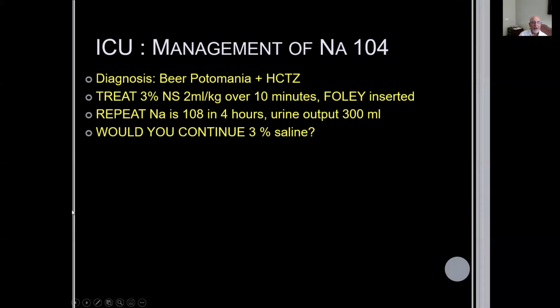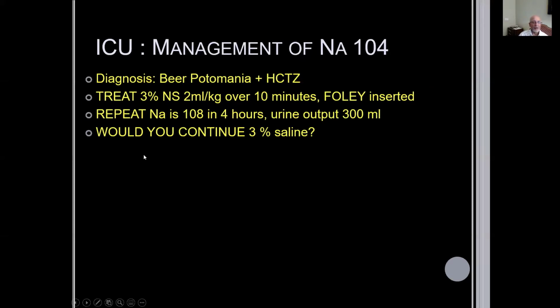So the diagnosis that we have here is hyponatremia due to beer potomania, as well as additional insult of hydrochlorothiazide causing significant fluid retention. The patient is treated with hypertonic saline over 10 minutes without a central line. Foley catheter is inserted. The repeat serum sodium is 108 in 4 hours. However, the nurse reports to the intensivist the patient's urine output is very significant, of 300 mils. Since he weighs 70 kilos, this is equivalent to serum sodium rising by another 2.